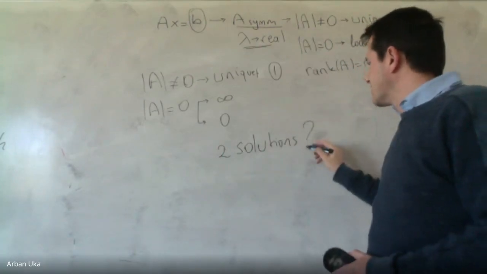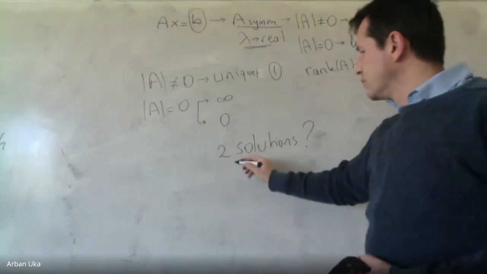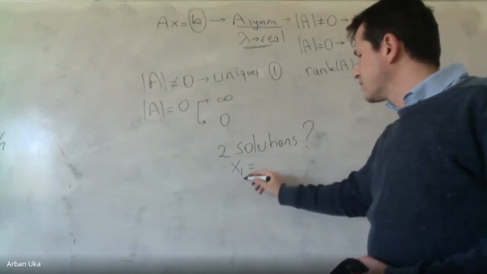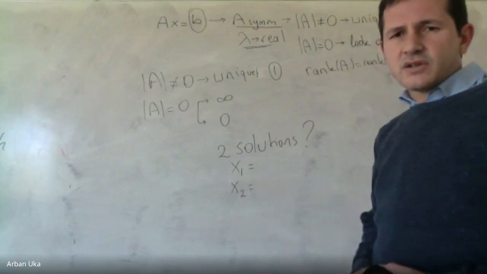The question is this: is it possible for any system AX equal to B to find 2 solutions, where the first solution is x1 equal to something and the second solution is x2 equal to something? Can I have an answer from you?